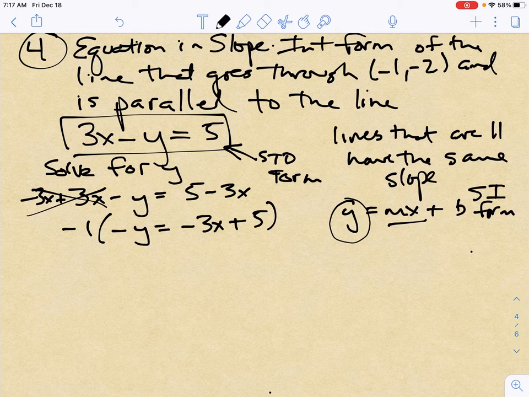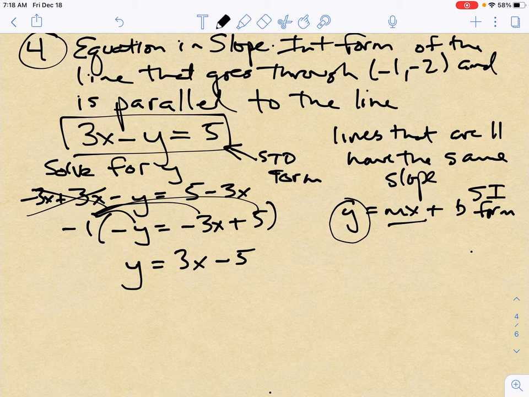The reason for this is it will change the sign of every one of these terms by taking the opposite of it. So negative 1 times negative y is y. Negative 1 times negative 3x is positive 3x, and negative 1 times positive 5 is negative 5. It takes every term and finds the opposite of it, and that makes sense because that's what a negative sign does. So y equals 3x minus 5.